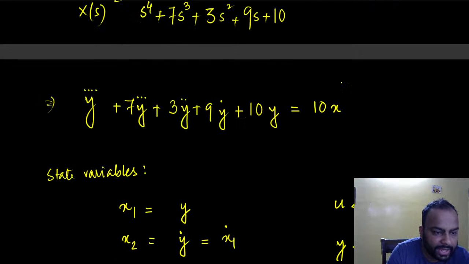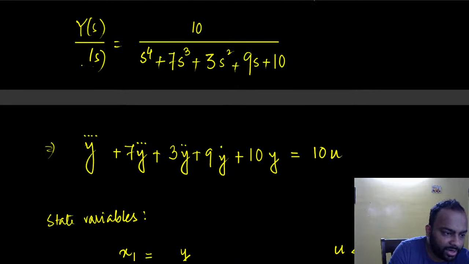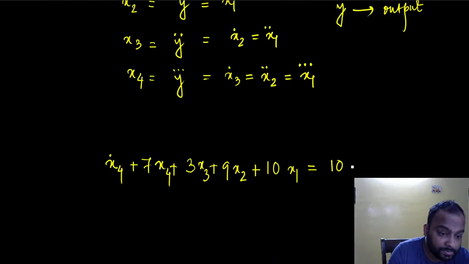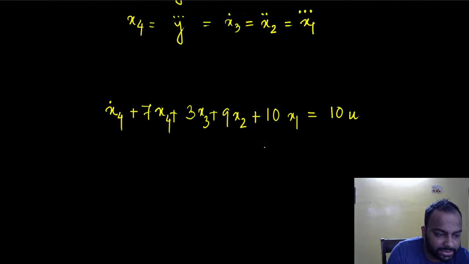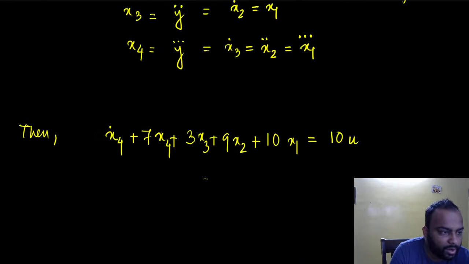Oh, did I just write x? This is u. Actually, u is the input. All right, so that's it, right? So that is the differential equation after the conversion. This is what becomes of it after this assumption.